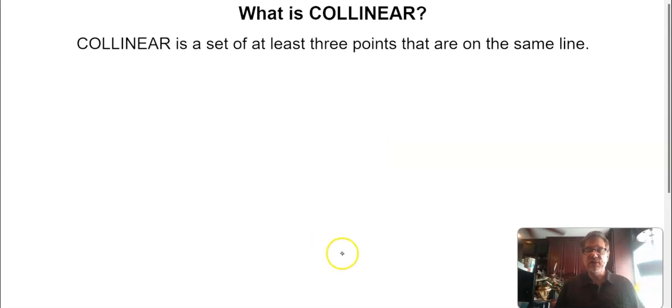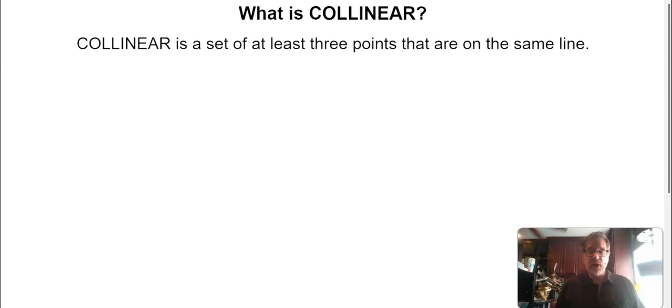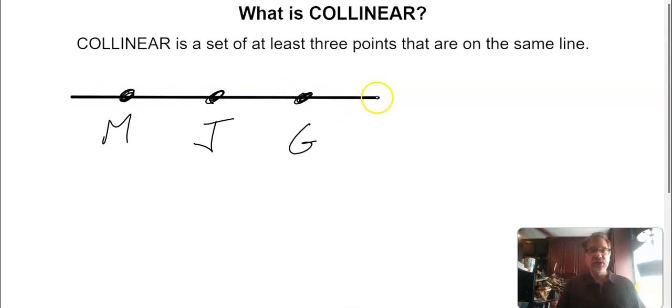Collinear is a set of at least 3 points that are all on the same line. So if I give you 3 points, 1, 2, 3, and let's name those points M, J, and G. Notice I used all capital letters. And M, J, and G are all on the same line, then those points are collinear. You need at least 3.